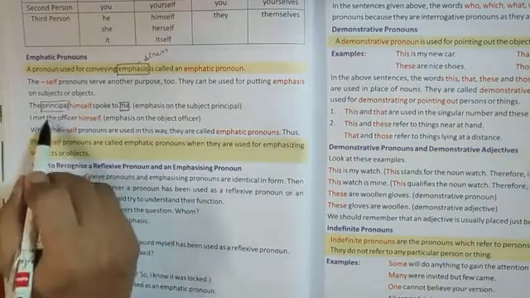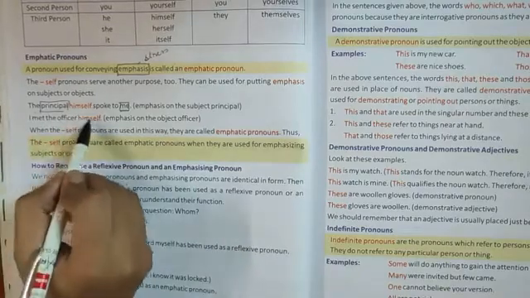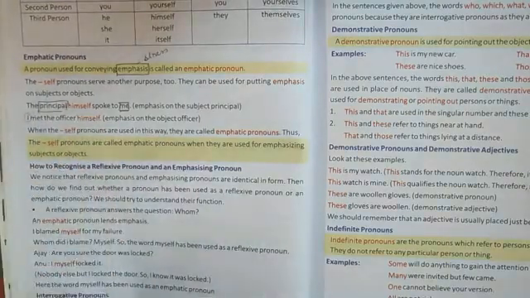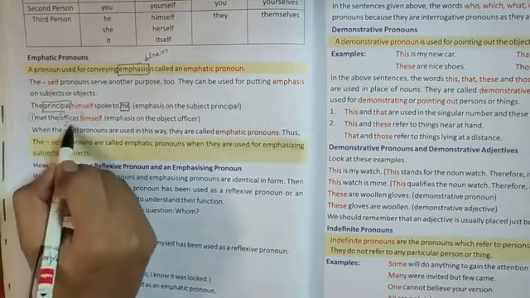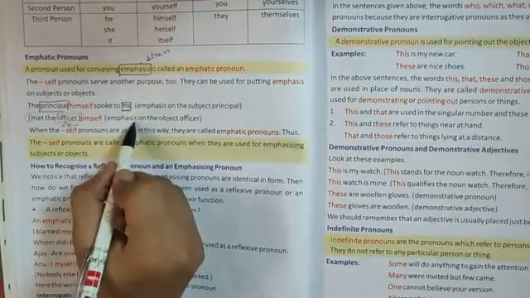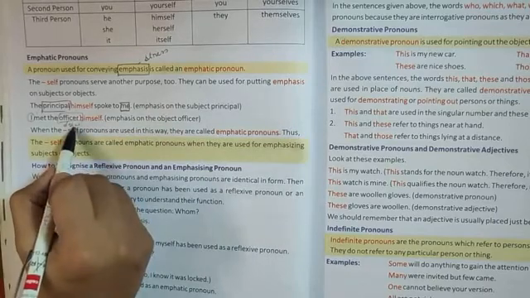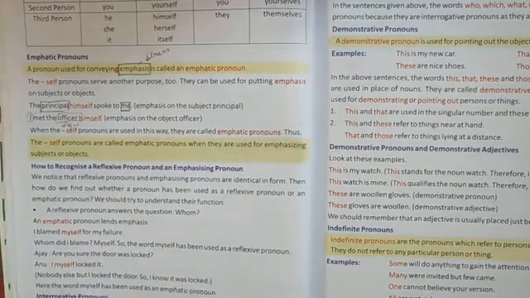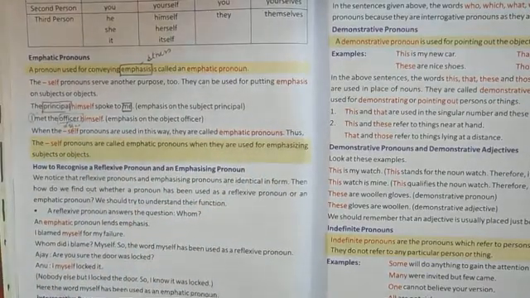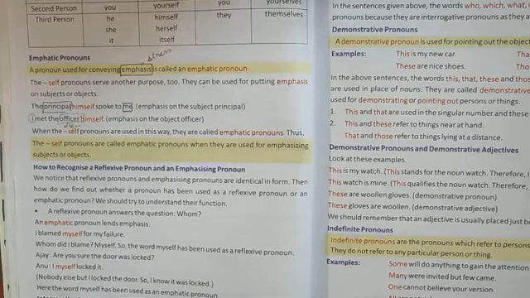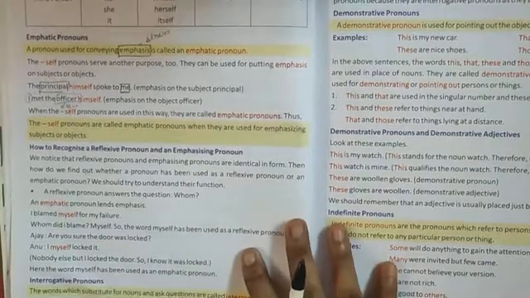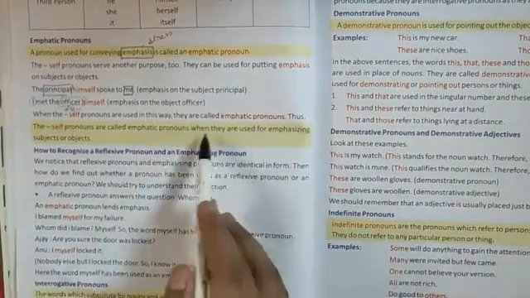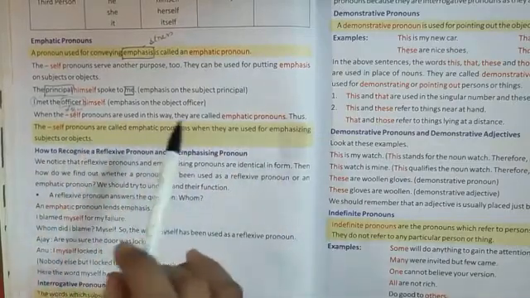I met the officer himself. I is the subject, officer is the object. So here emphasis is put on the object. So in emphatic pronouns there are two kinds of emphasis: one on the subject and the other on the object. The self pronouns are called emphatic pronouns when they are used for emphasizing subject and object.